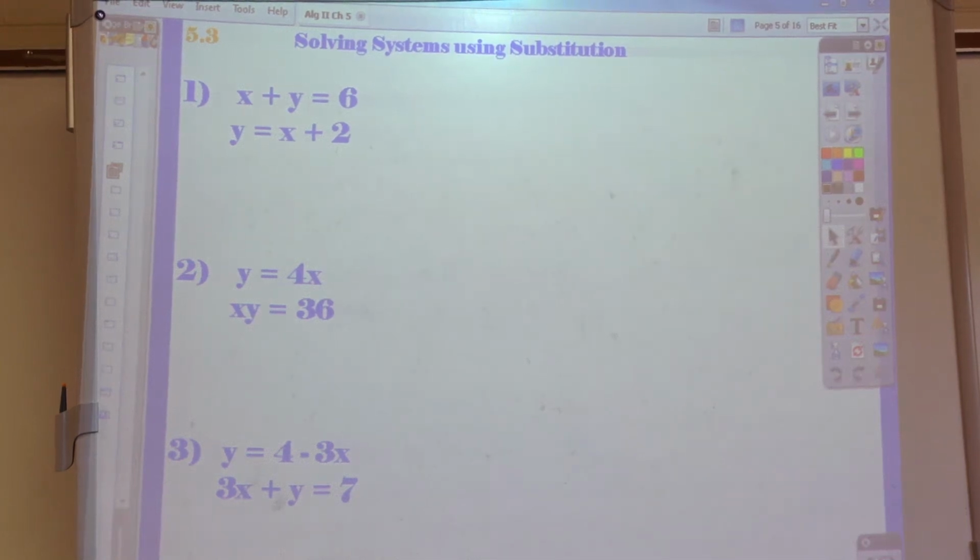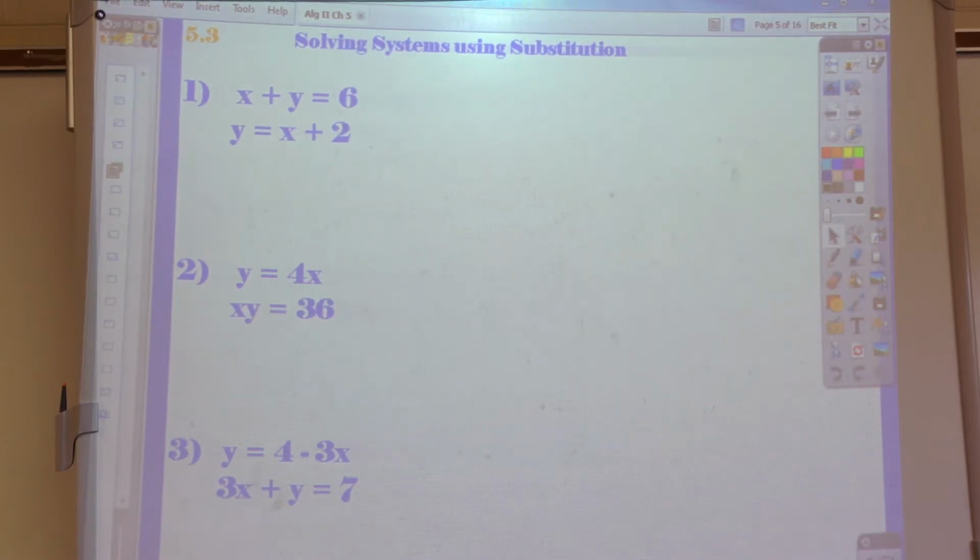This is section 5.3, and we're going to solve systems using substitution. Let's take a look at number 1. Notice that we have two linear equations in terms of x and y. We could graph those like we did in 5.2, but here we want to solve them algebraically. And so the first method of solving I'm going to teach you is substitution.